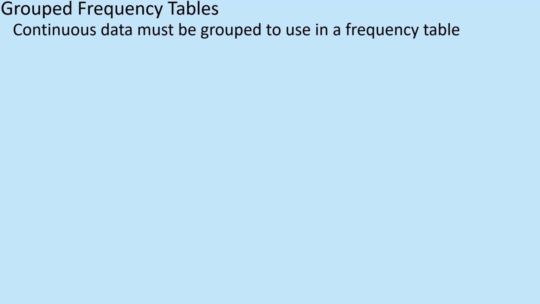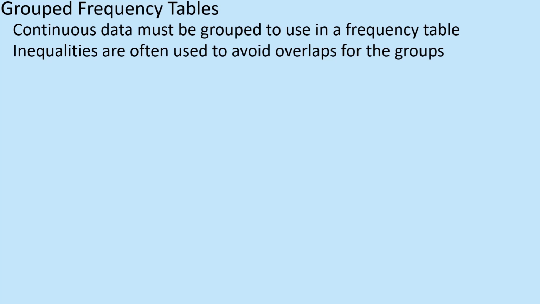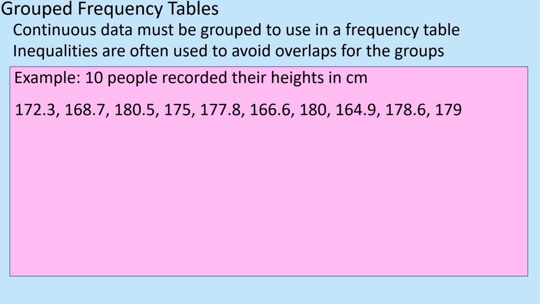Continuous data must be grouped, and inequalities are often used to avoid overlaps for the groups, and I'll talk about that in a second when we see the data. All right, so we've got an example of 10 people recording their heights in centimetres. They've gone for the nearest centimetre, and you can see them all in there. Relatively quite tall people, I think. So 180 is around about 6 foot, isn't it? Anyway, 10 people recorded their heights in centimetres.